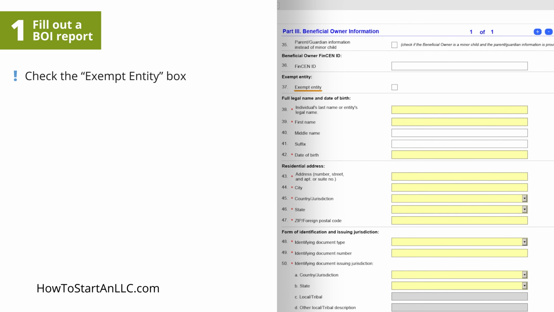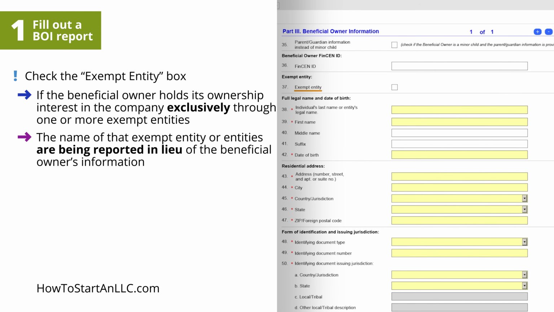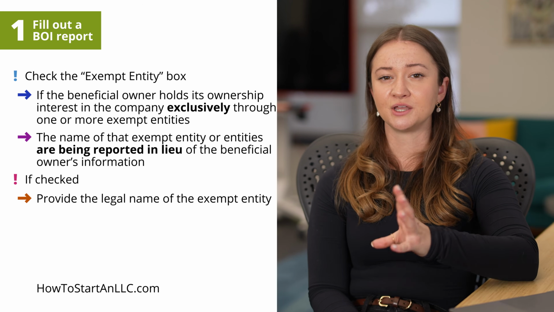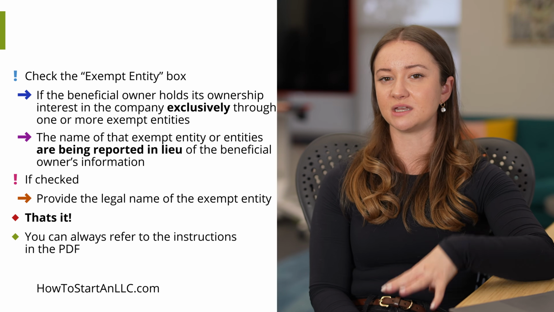Check the exempt entity box if the beneficial owner holds its ownership interest in the company exclusively through one or more exempt entities, and the name of that exempt entity or entities are being reported in lieu of the beneficial owner's information. If checked, provide the legal name of the exempt entity. After that, you've come to the end. Remember, you can always refer to the instructions, which are available in PDF format.